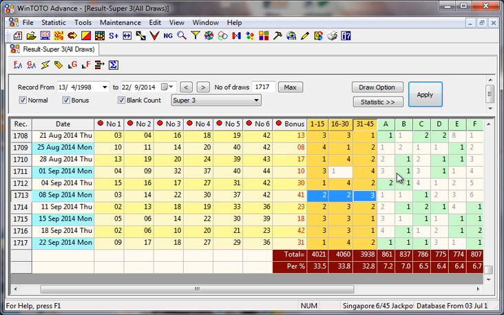There's always this chance. That's the reason why when we have this data, it enables us to see a very different picture that other people would love to, but may not be able to see. But once you got WinTOTO Advance, it's so clearly displayed for you.